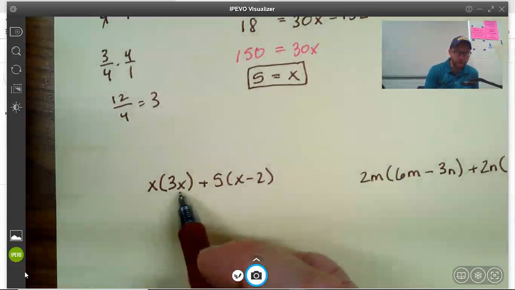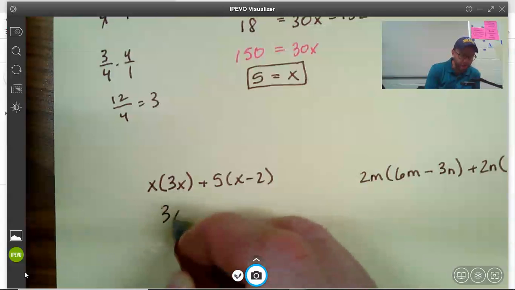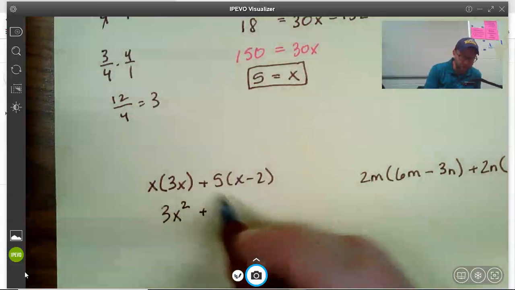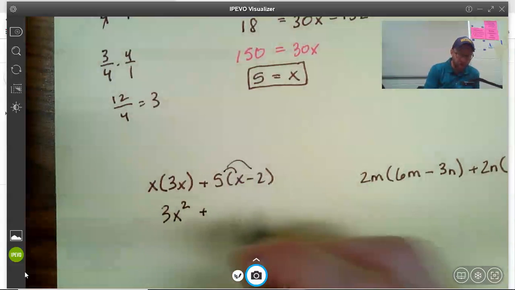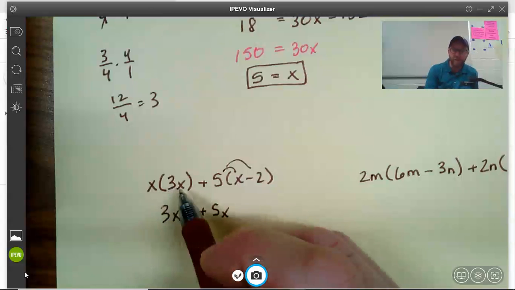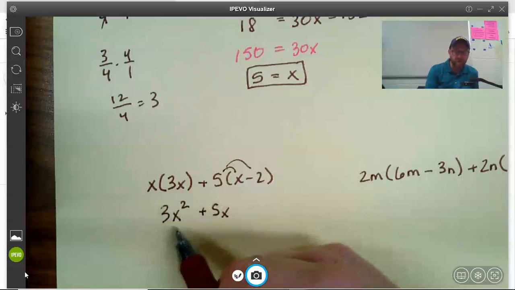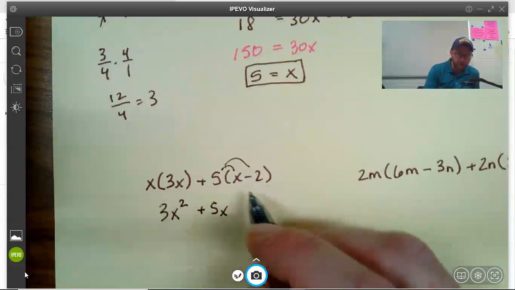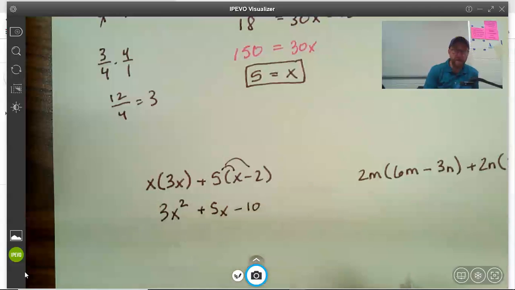So we'd multiply x times x to have 3x squared, plus, so distributive property here is 5 times x. This, by the way, that's not distributive property. That's just 3 times 3x. Multiply the two x's together to get x squared, and the 3 just stays by itself. So then 5 times negative 2 is negative 10.